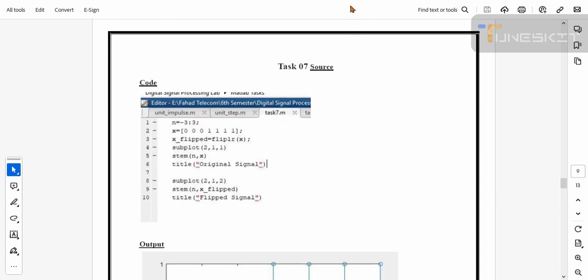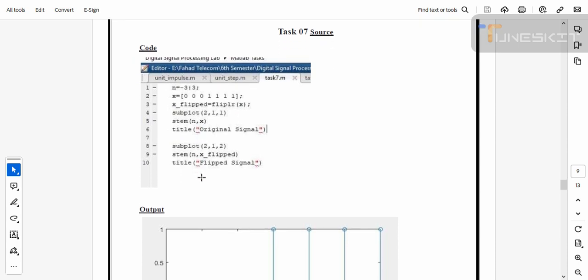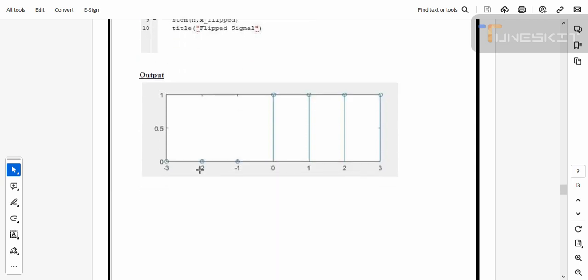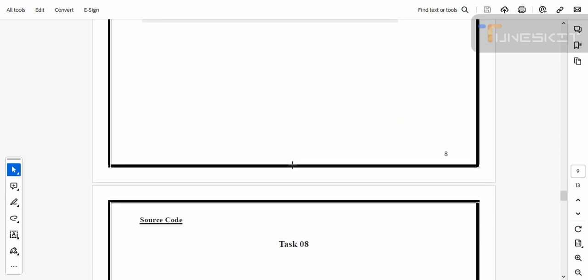So in task number 7, we are using the flip command, which is used to flip the function. For this we have the range minus 3 to 3 where the value of x is this. We are using the subplot command and the stem command to plot the discrete function and also label the title. After this we again use the subplot command, then stem and title. In the obtained function, as we can see, the given signal is flipped.